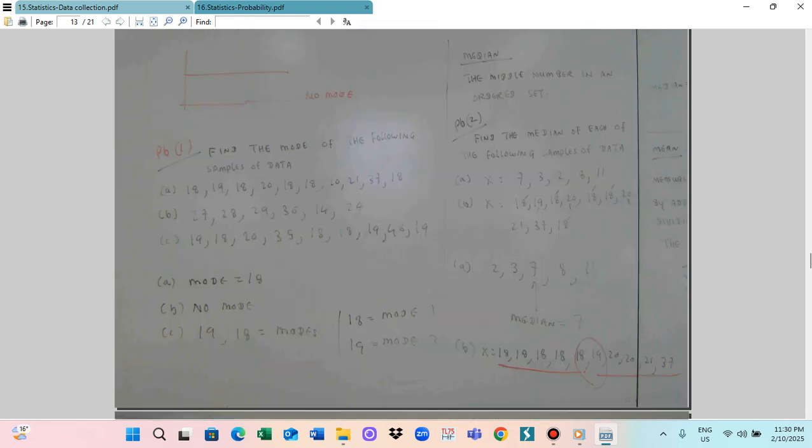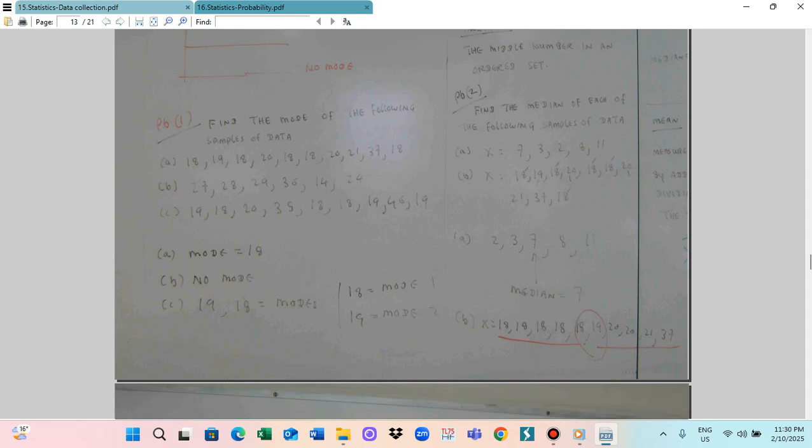So we have to rearrange the data, ascending or descending: start from the smaller to the biggest, or from the biggest to the smallest, and then you find the median number. This is what we call the median. Okay, that is the answer for question A. And B is 18, 19, 18, 20, 18, 20, 21, 37, and 18. We also have to find the median.